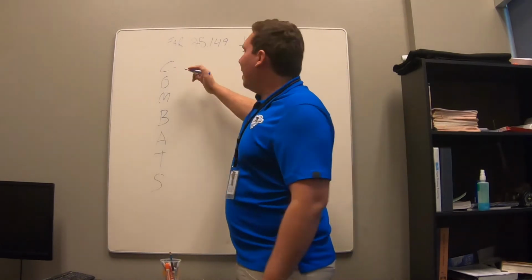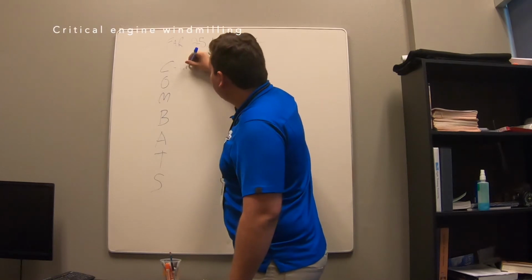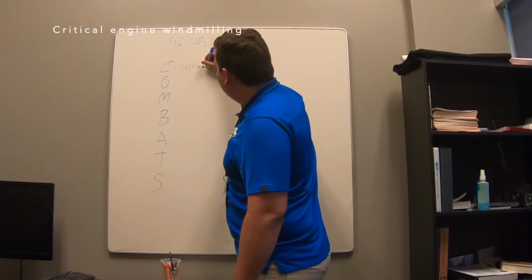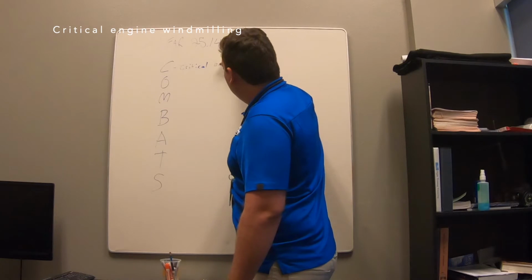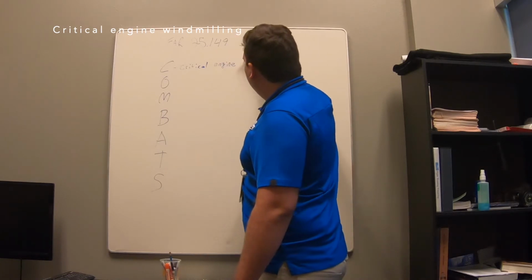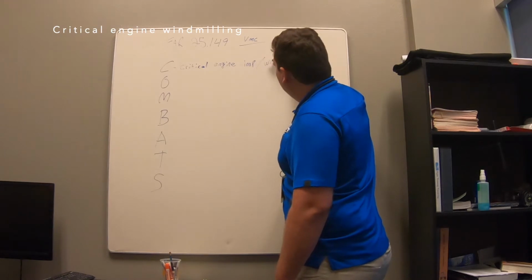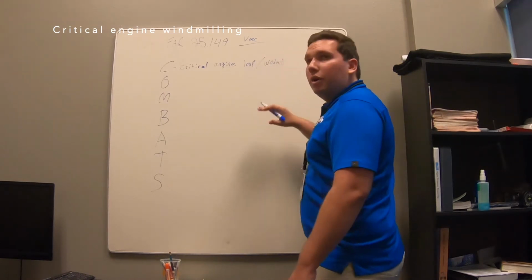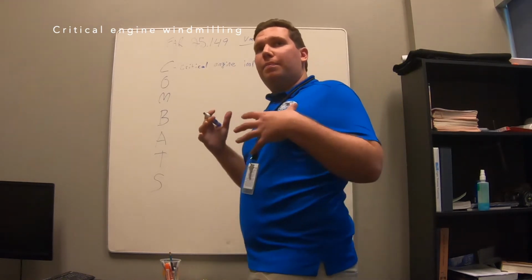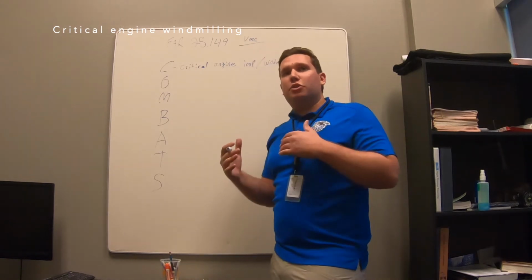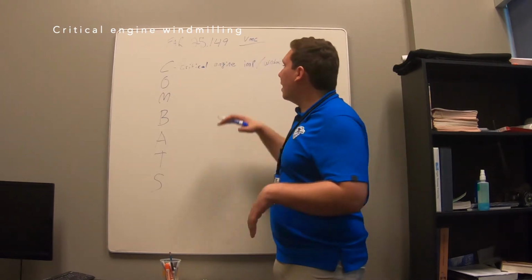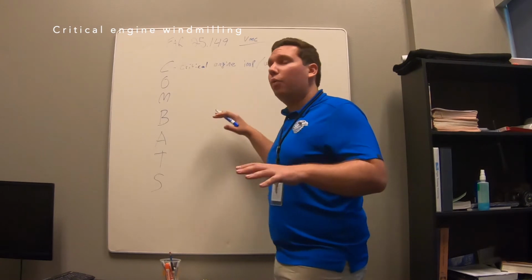The C in COMBAT is critical engine inoperative and windmilling. A windmilling engine, we already know, has the most drag effect on our airplane. So that is what we absolutely don't want.